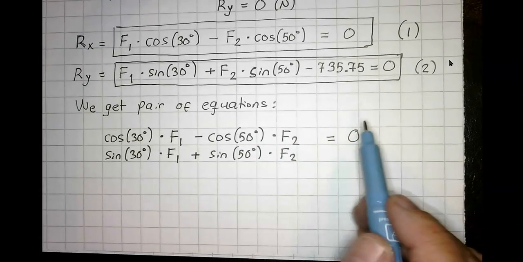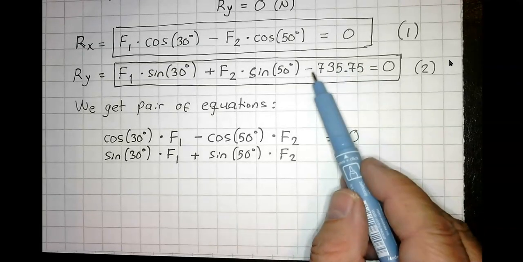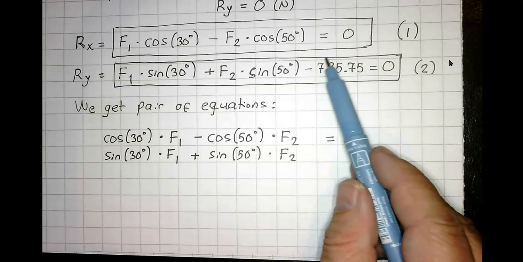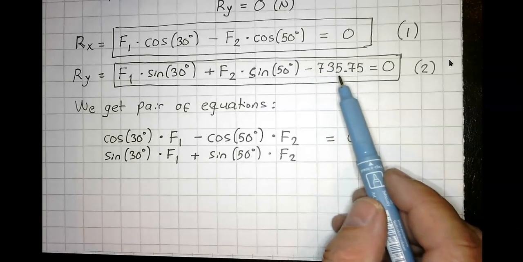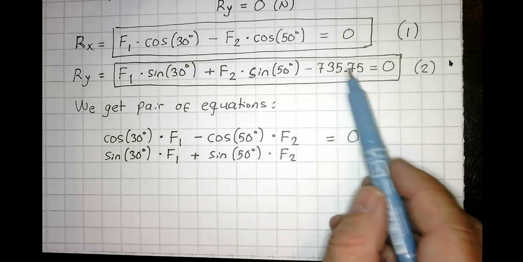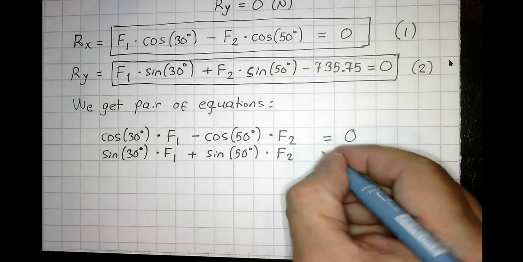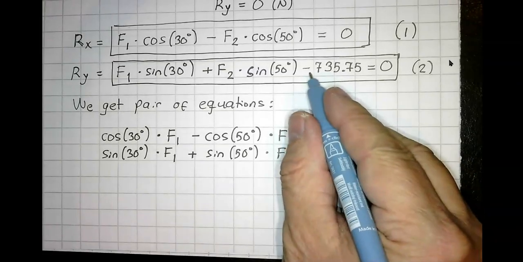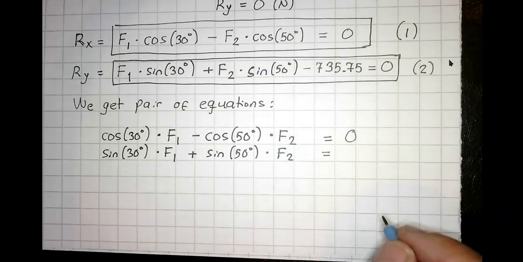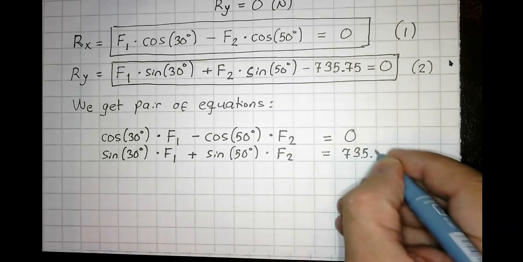And then I move this constant here, this 735. This has nothing to do with F1 or F2, so it is a simple number or simple constant. I will move that to the right hand side of that equation, and the sign will be changed to plus, so that this will be a positive number.